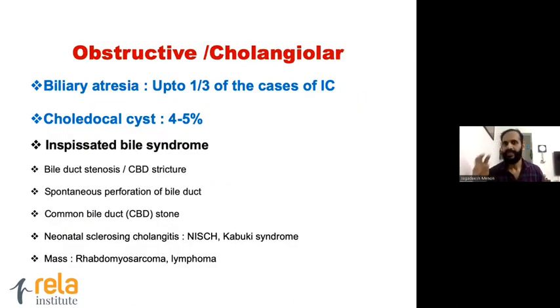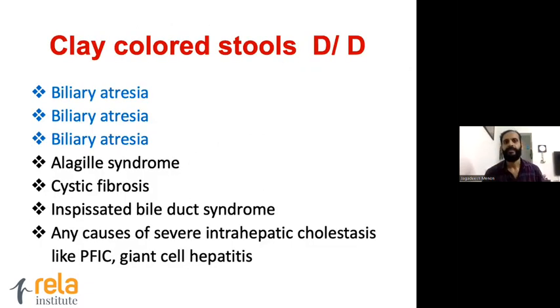When the stools are very much clay-colored and pale, then we think of these two possibilities that I've already mentioned, biliary atresia and choledochal malformation. The rest are actually in small letters because the frequency is extremely low. What are the differentials of persistent clay-colored stools? It is not an error that I typed biliary atresia 3 times there.